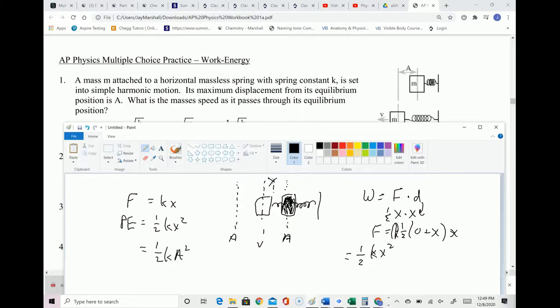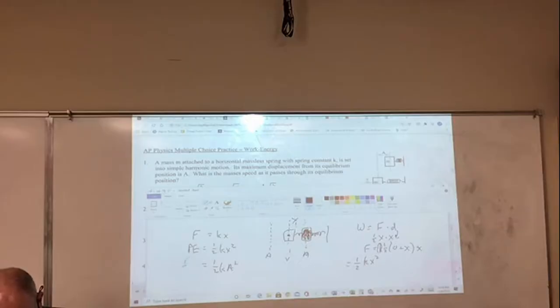Okay, and then as the mass comes back to the equilibrium point, all of that potential energy is being converted into kinetic energy. And since it's conserved, we can simply set the equation for kinetic energy equal to the equation for potential energy. The 1/2s cancel out, and I want the velocity. So I'm going to divide both sides by m, and then take the square root, and I know that A comes out of that square root, so velocity is going to equal A times the square root of k over m. Okay, and you said that was answer B.